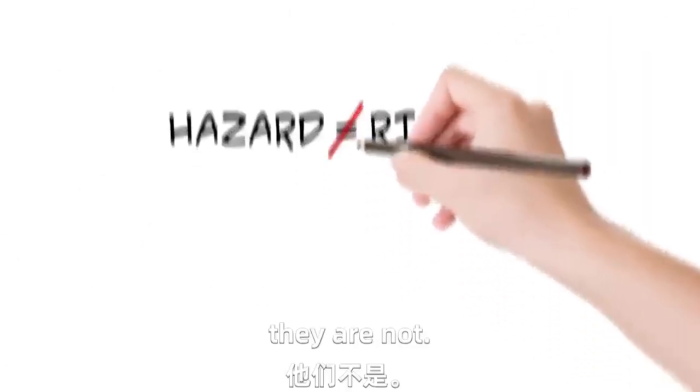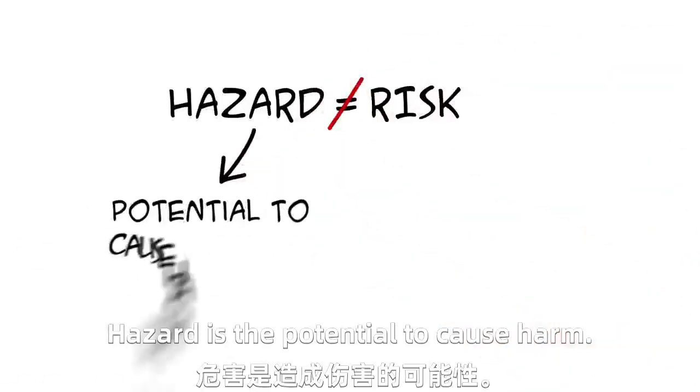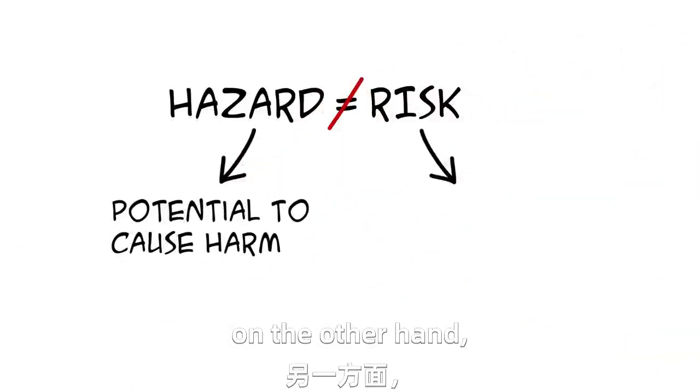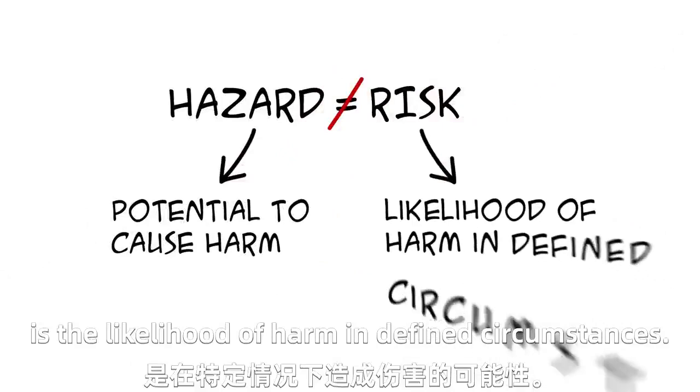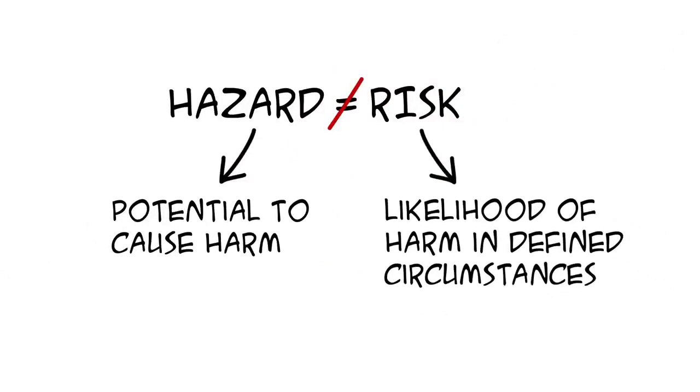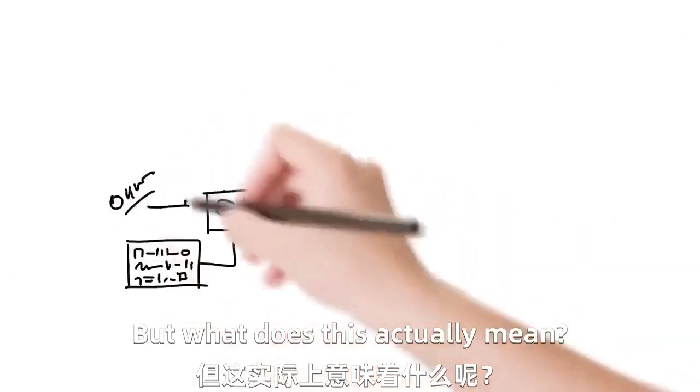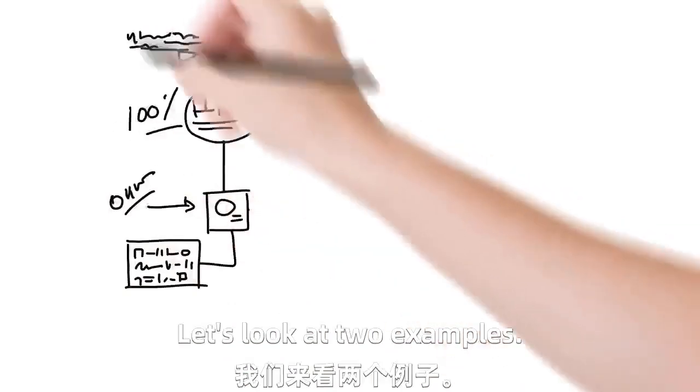However, they are not. Hazard is the potential to cause harm. Risk, on the other hand, is the likelihood of harm in defined circumstances. But what does this actually mean? Let's look at two examples.